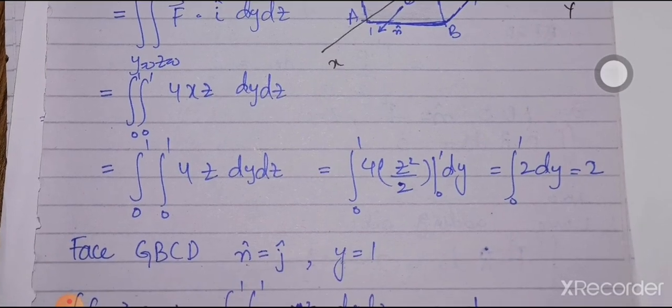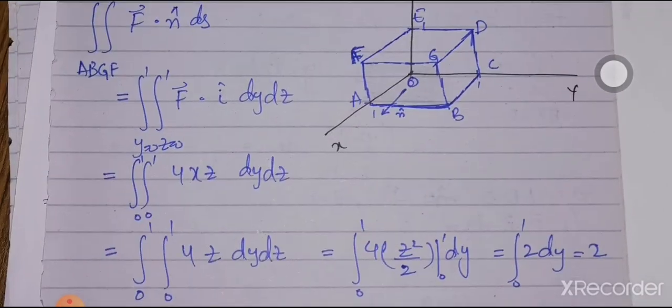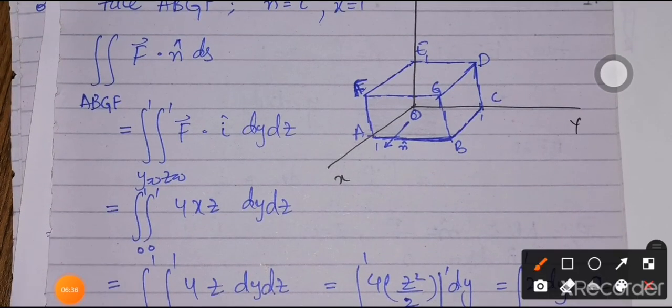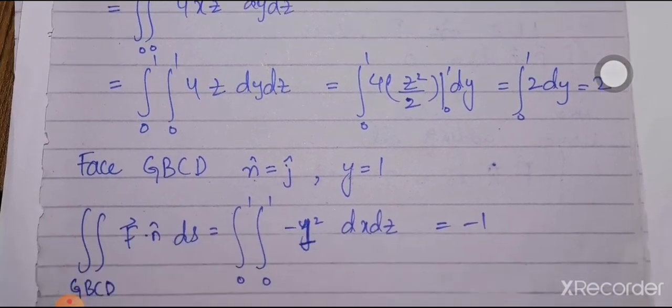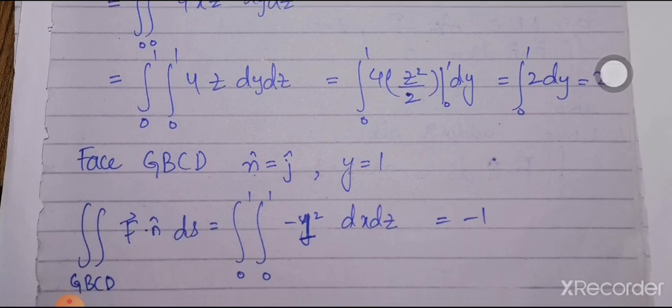Now come to the second face GBCD, and here is the second face GBCD. Here you can see that the unit normal will be along the y-axis, that is it will be equal to the unit vector j, and its projection will be on the xz plane, and at this point y is equal to 1. So here n is equal to the unit vector j and y is equal to 1, and again we have evaluated f dot n, inserting the value y is equal to 1, and then on integration we get minus 1.